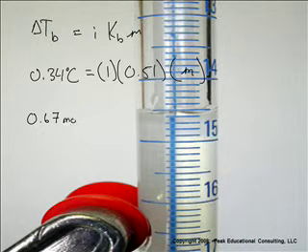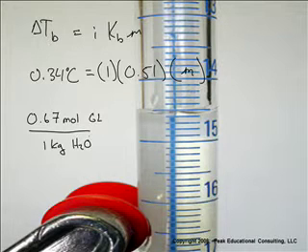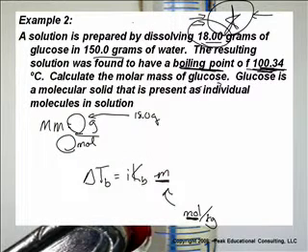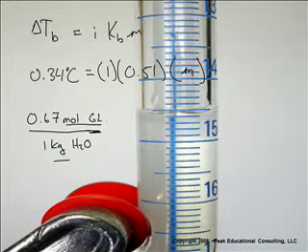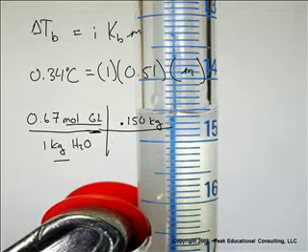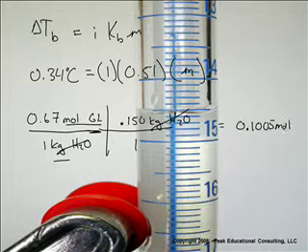I'll say moles of glucose, we'll call it GL, per 1 kilogram of water. What I care about is the moles of glucose, but I don't have 1 kilogram of water. If we go back to the problem, we have 150 grams of water. So I'll take 0.150 kilograms, I've converted grams to kilograms, over 1. This is the water. The kilograms of water cancel, and what do we get? 0.1005 moles of glucose.